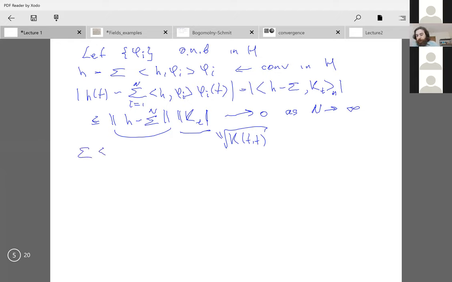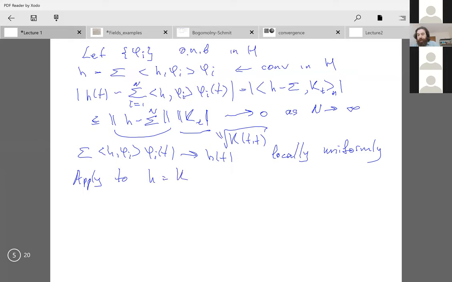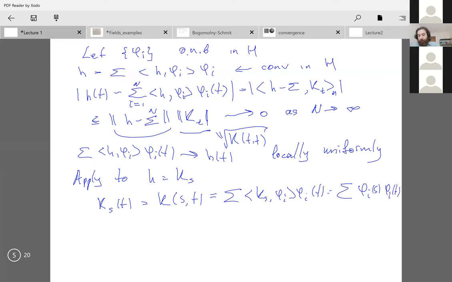So the sum of h phi i times phi i of t converges to h of t locally uniformly. Okay. And also, by the way, if we apply the same to H equal to KS, then what we will have is that KS of T, which is, of course, by definition, K of S,T, is the sum of phi i of S times phi i of T. And this, again, converges locally uniformly.